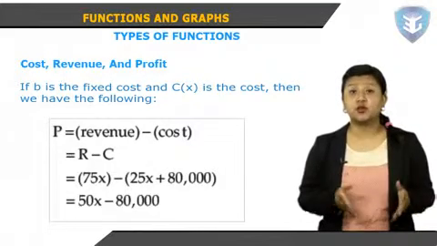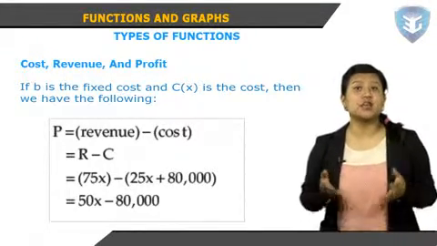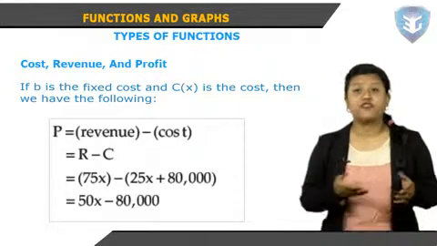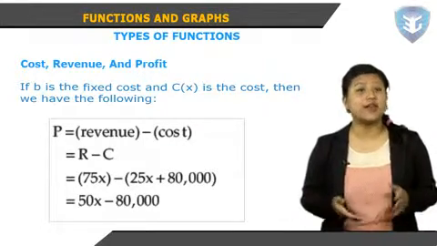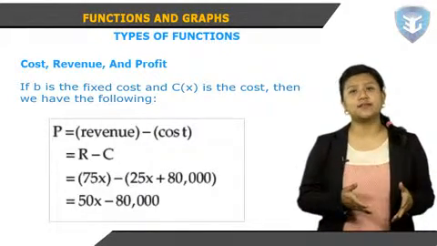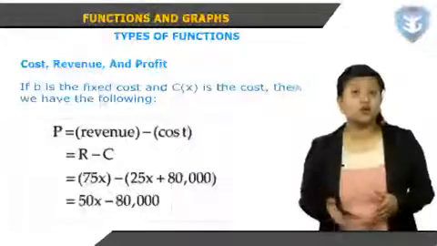Thus, the variable cost is the number of units produced times the cost of each unit, as shown on the screen. If B is the fixed cost and C(x) is the cost, then we have as shown on the screen. We see that the y-intercept is the fixed cost and the slope is the cost per item.